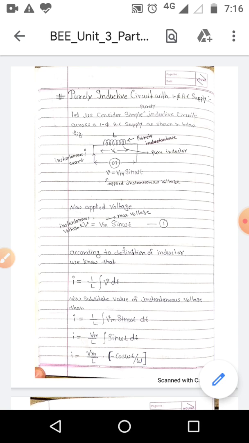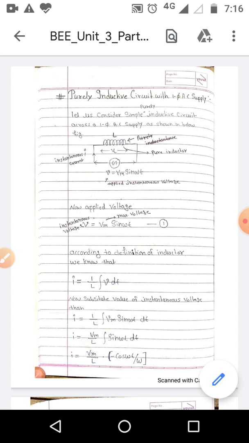According to the definition of a purely inductive circuit, we know that inductance does not accept a sudden change of current. Inductance is a property of material which opposes any change of current. It means v is equal to L di by dt, or we can say i is equal to 1 upon L integration of v dt.